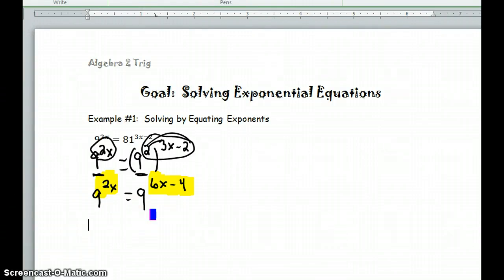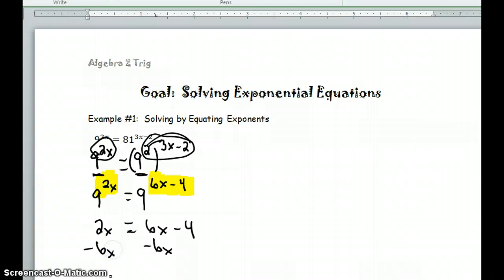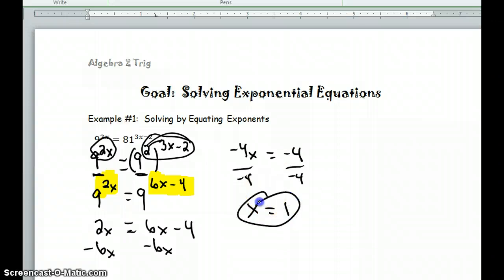All right, so let's finish this up. So I can say then that 2x must equal 6x minus 4. And that's what's meant by equating the exponents. So we'll subtract the 6x. 2x minus 6x is negative 4x equals negative 4. We'll divide by the negative 4. And so finally x is 1. And that problem's done.